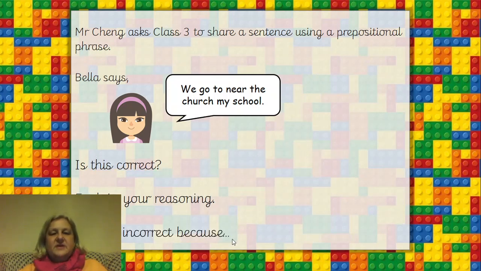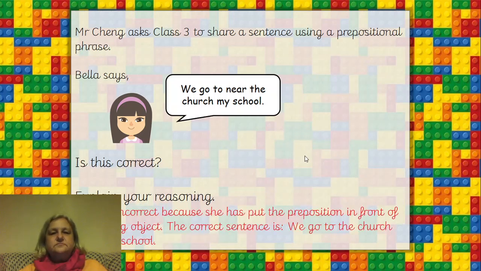So here we've got Bella is incorrect because she put the preposition near in front of the wrong object. So instead of putting it near my school, so we go to church near my school, she's put the two objects by the side of each other and the preposition before the wrong one. So she should have written we go to church near my school. Okay, so it has to be in the right order. And you have to have the preposition near the phrase that it belongs to.